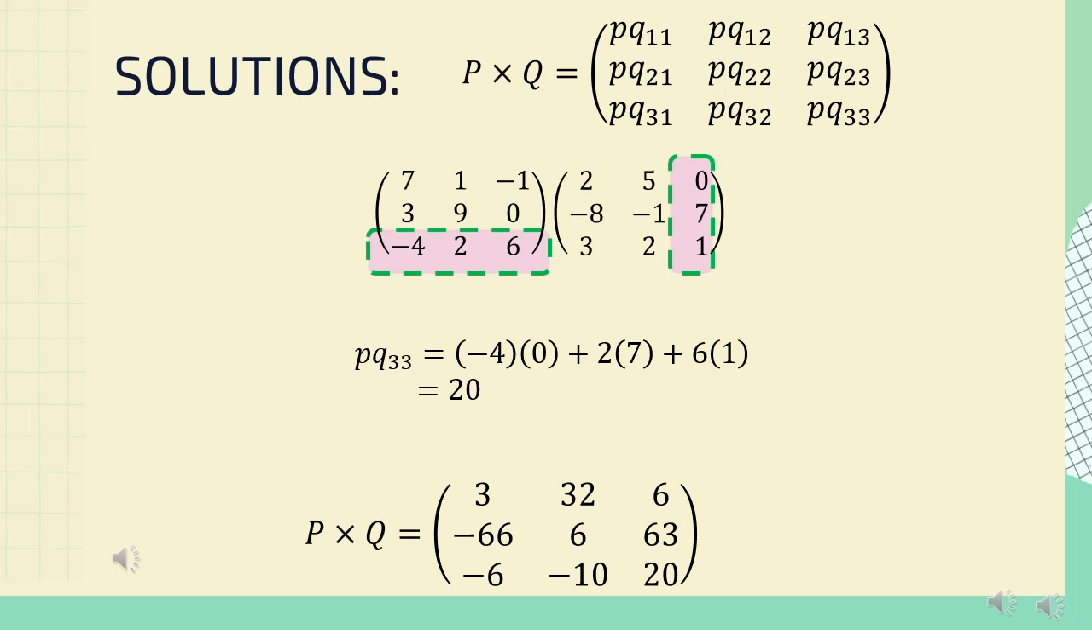The final matrix represents the full result of multiplying matrix A by matrix B. Congratulations, you have successfully completed the second example. Let's summarize what we learned.